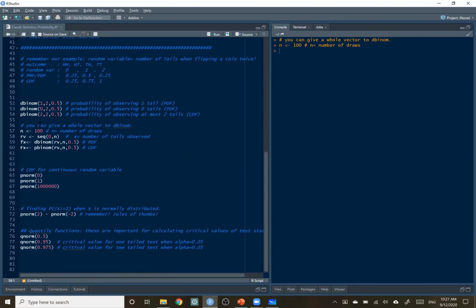Now I can pass the whole vector of this random variable to the dbinom function and save it as PDF and CDF. We show the PDF with a small letter f and the CDF with a capital letter F. Now let's look at f of x. See, this is the table that we replicated: 0.25, 0.5, 0.25. What is this CDF, F of x? 0.25, 0.75, and 1.